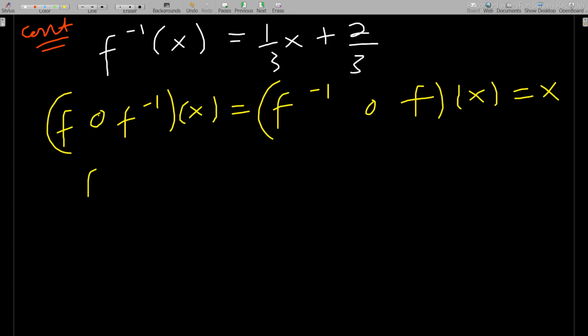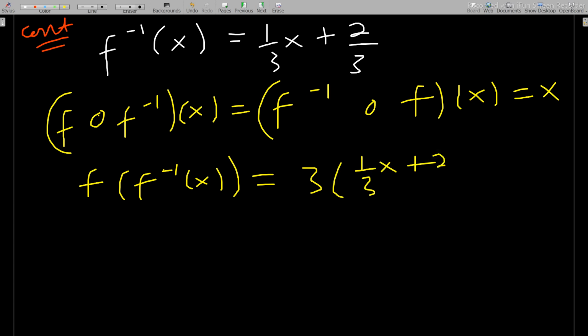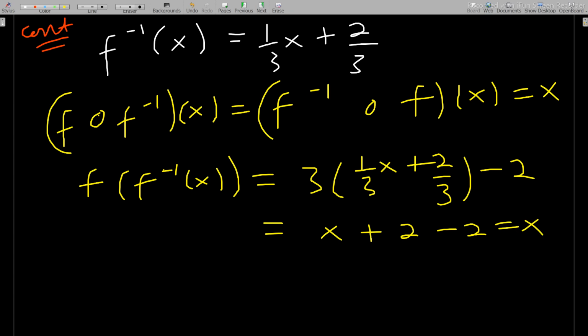Let me first do this: f of f inverse of x. F of x is 3x minus 2. So it will be 3 into, then I have to put f inverse of x wherever I see x in the main function. When I multiply through by 3, I'll get x plus 2 minus 2, and this will give me x. So the other way also works.